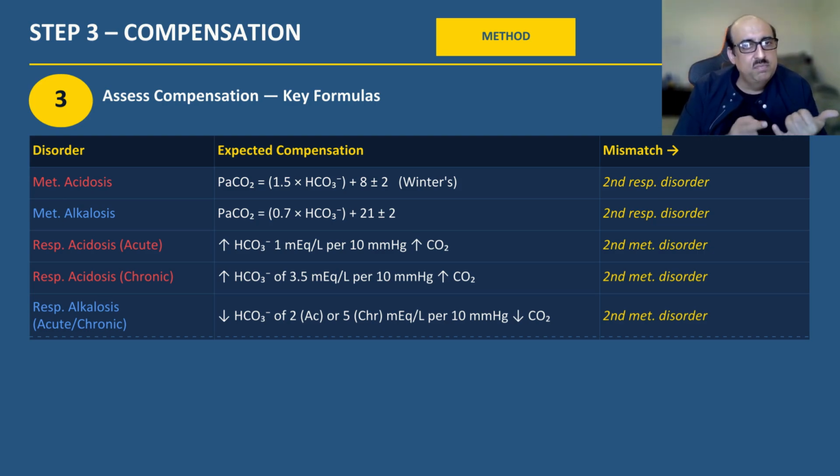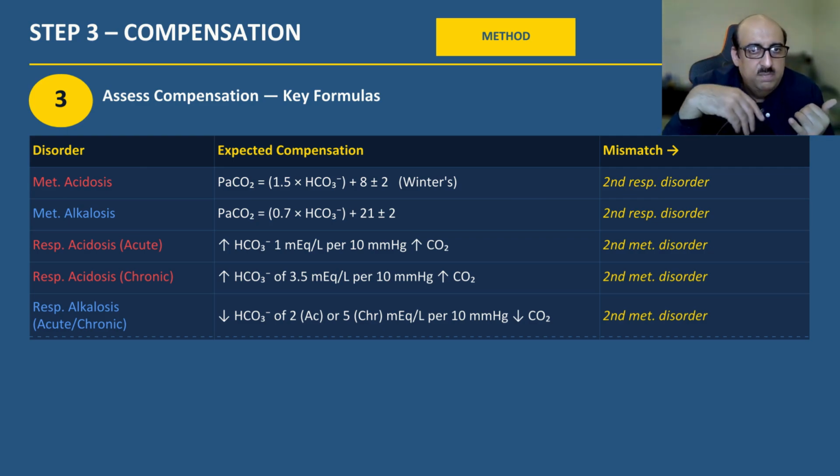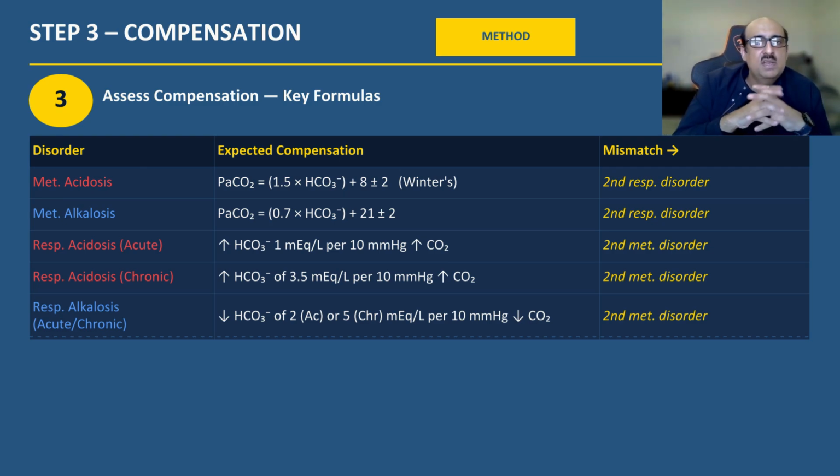What does it mean? If the drop in bicarb is more than this expected range, which means there is more acid in the body, then it's metabolic acidosis in addition to respiratory alkalosis. However, if the drop in bicarb is not as high as this number, which means there is more bicarbonate than expected, then it's a metabolic alkalosis in addition to respiratory alkalosis. So then it's a mismatch.